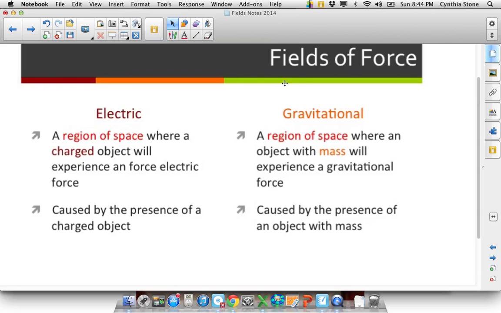And we live in a gravitational field. We live in a magnetic field. We live around electric force fields. Of course, Earth creates a gigantic magnetic force field that we're living in as well. We don't feel that very much, but we certainly do feel the gravitational force field that we live in.